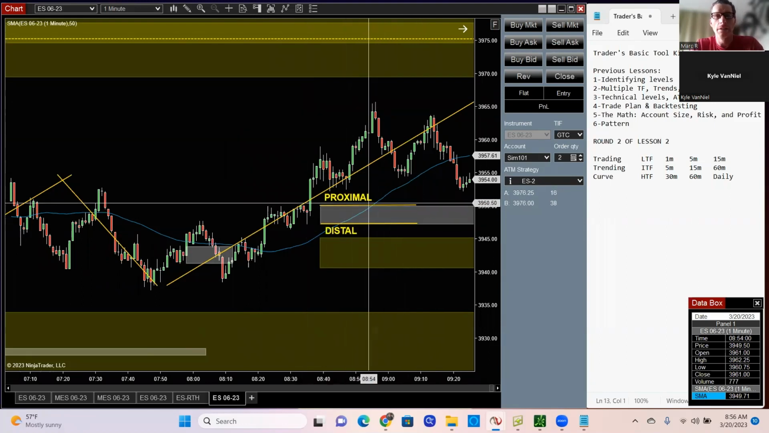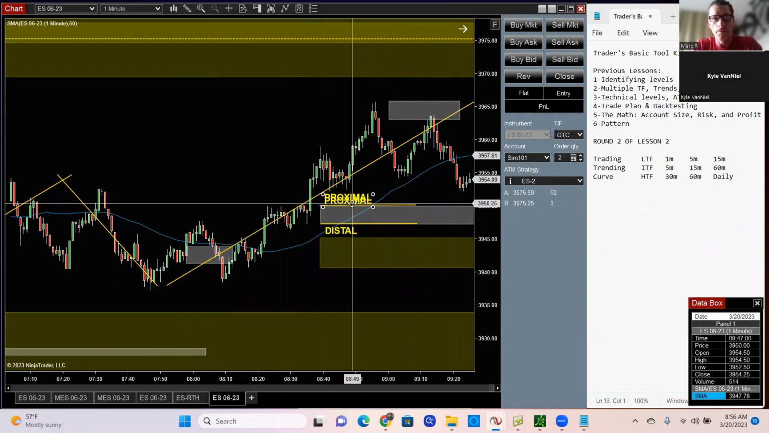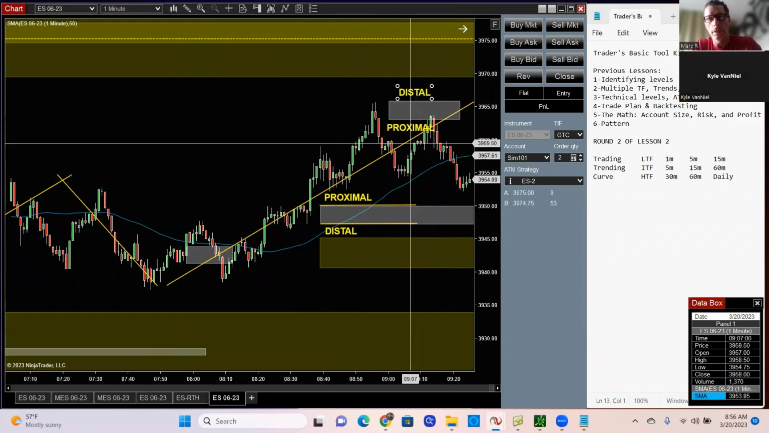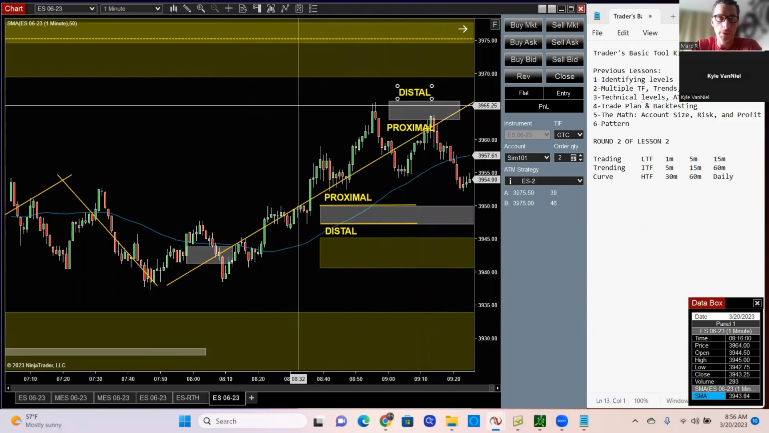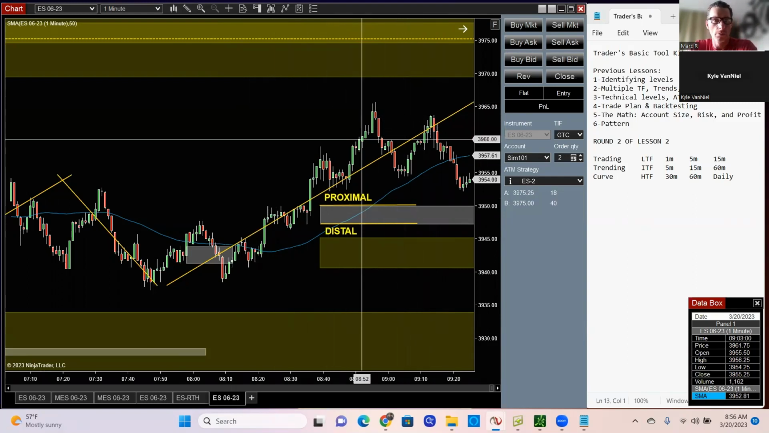So that's why in a supply zone situation, these things are flipped, right? So if this is my supply zone right here, then this is my proximal and this is my distal. Okay. That's super basic stuff. When you hear people say that though, that's what they're referring to. All right, so you got that.